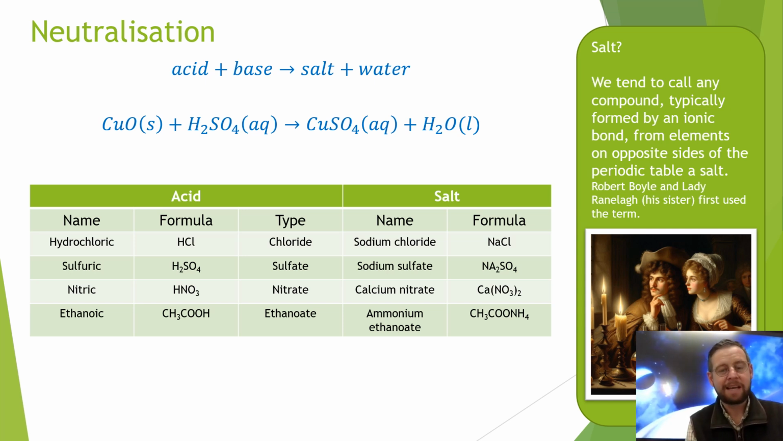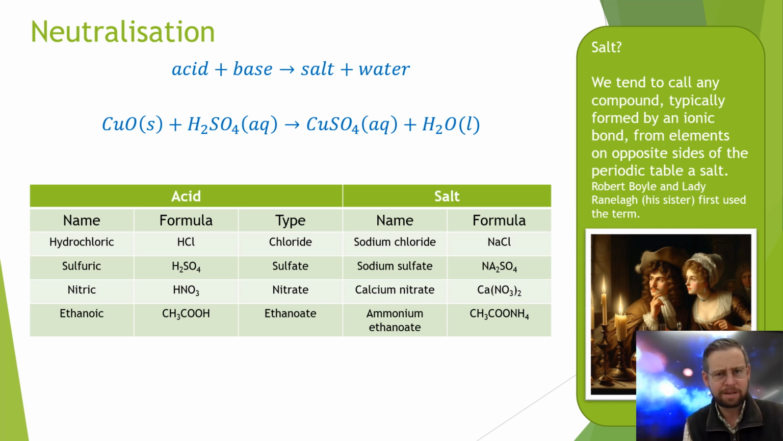Now, the non-metal has the name of the ion changed, from like chlorine to chloride. So there's a slight name change on the end to give that away. So for example, if I had hydrochloric acid, and I mixed it with some sodium oxide or something like that, then the salt I would get would be something like sodium chloride. The chlorine from the hydrochloric acid would bond with the sodium from the metal oxide.